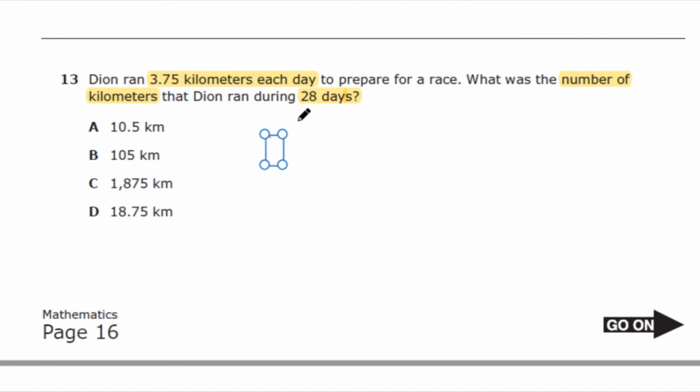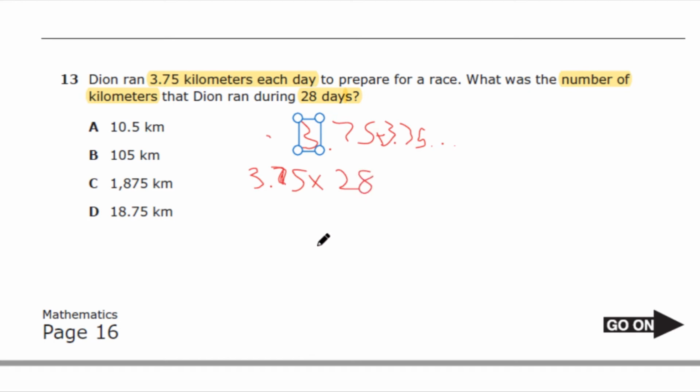So instead of doing 3.75 plus 3.75 over and over and over, instead of doing that 28 times, which would take forever to add every single one, we can just write this as 3.75 times 28. So what we're doing is we're running 3.75 kilometers 28 times. So now let's multiply these.